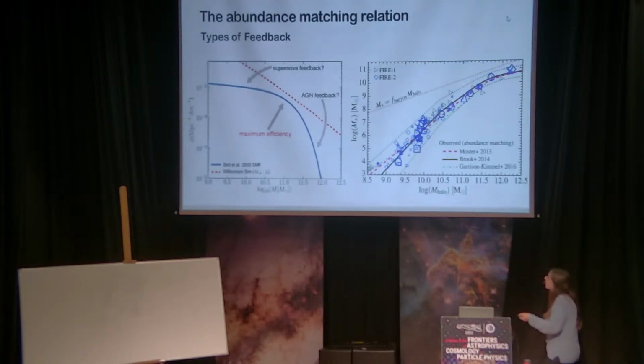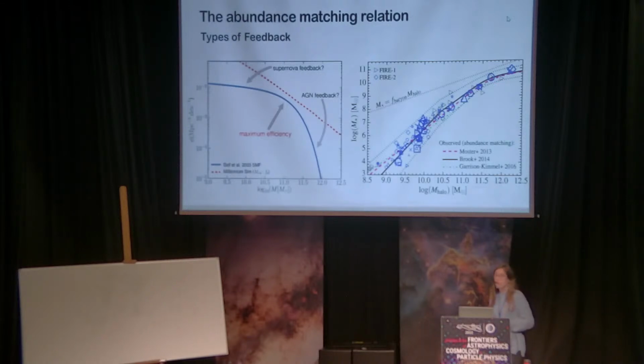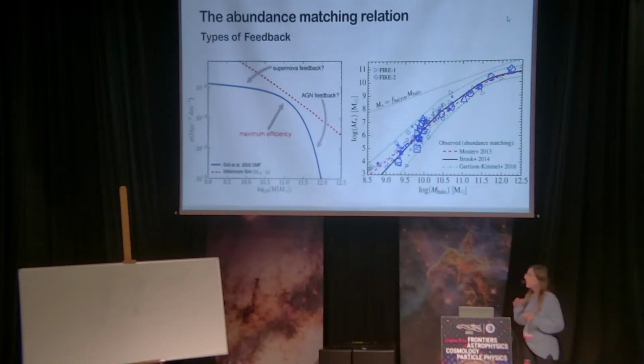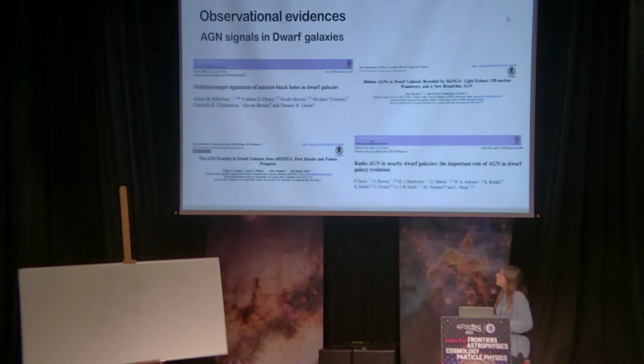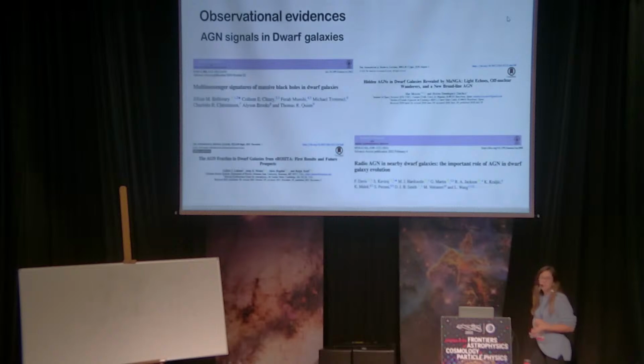But if we go to the higher mass, the supernova feedback is not efficient enough to reduce this star formation, and we need the effect of a supermassive black hole, which introduces the AGN feedback to quench all these galaxies. However, there are several recent studies that say the AGN feedback could also be important in dwarf galaxies. And the ratio of dwarf galaxies that host an AGN could be larger than previously expected.